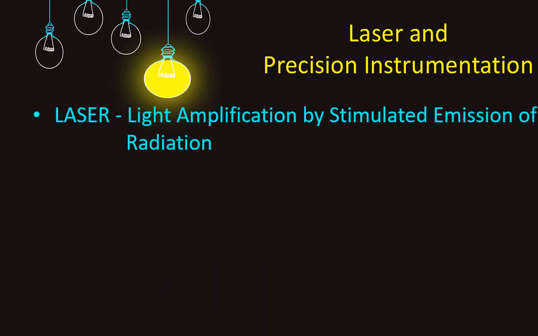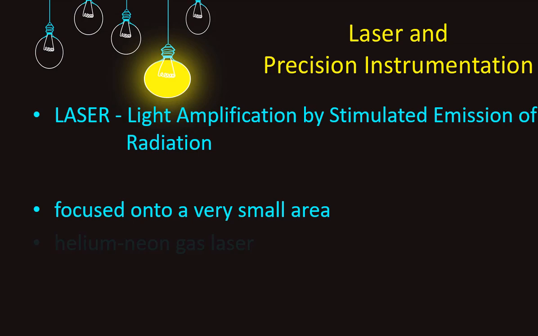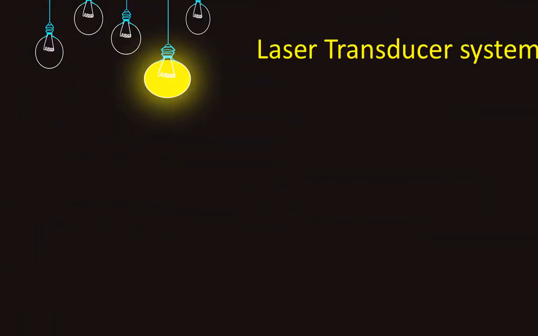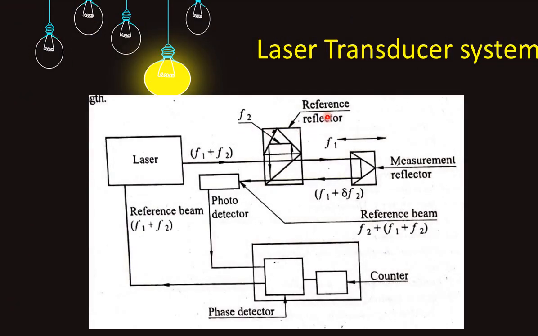We know that laser stands for light amplification by stimulated emission of radiation. In laser, the rays of light are focused onto a very small area, or we can say that they are parallel to a very high degree. There are many types of laser, but the particular kind that we are going to study is the helium neon gas laser. Let us study the laser transducer system.